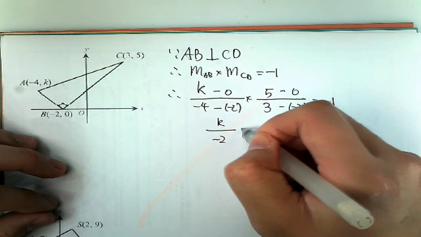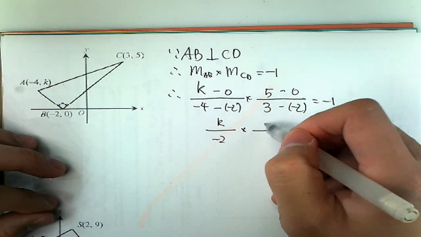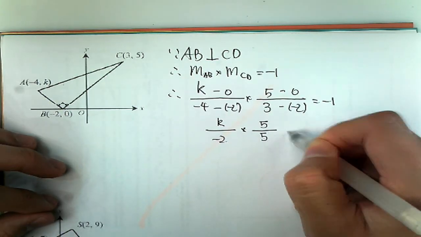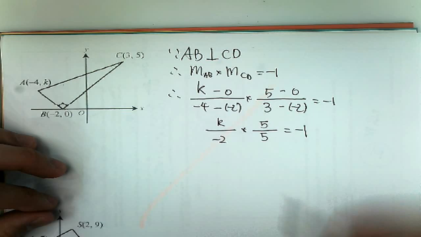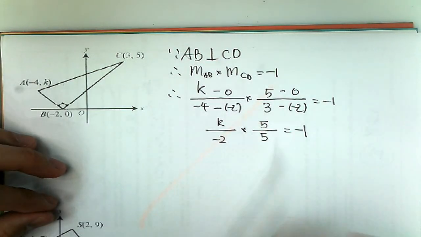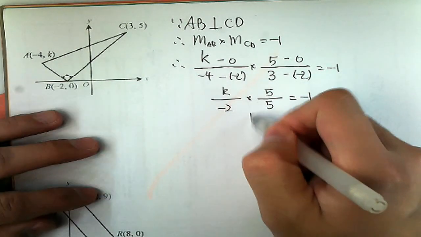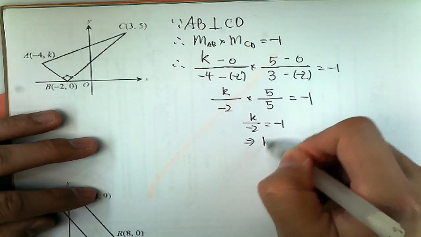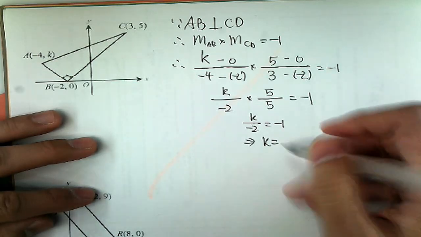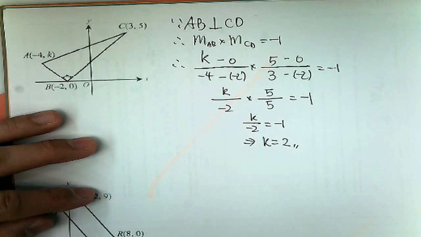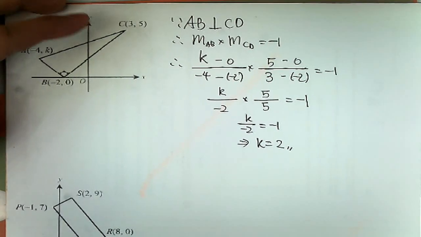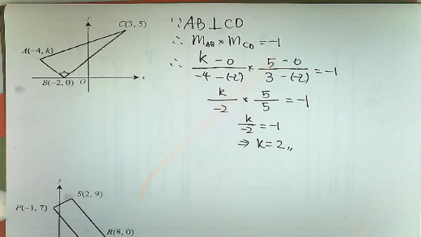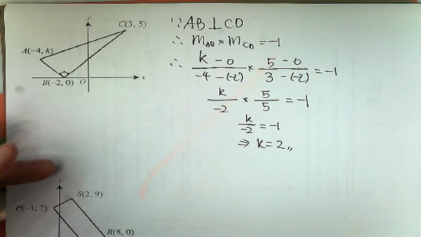And then this is -2 times, here's 5, here's 5, 2, okay? Equal to 1. So 5 and 5 cancel, okay? So just K over -2 equal to -1. So times both sides by -2, you have K equal to 2, and finish, okay? So this is question 3, okay? So next questions, not this, okay?